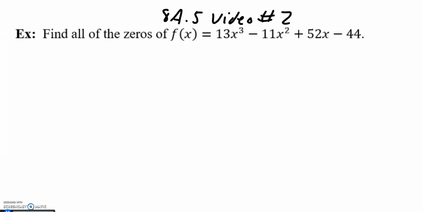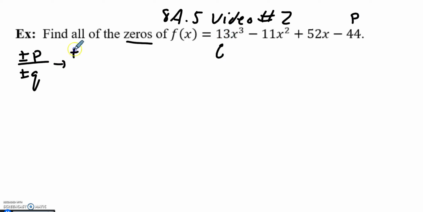So if we look at this next example, find all the zeros, we do have a higher order polynomial, and we want to get this to a quadratic. Because it's a cubic, we're only going to have to do synthetic division one time, but let's find all of our possible rational roots by doing plus or minus p, which is the 44, over q, which is the 13.